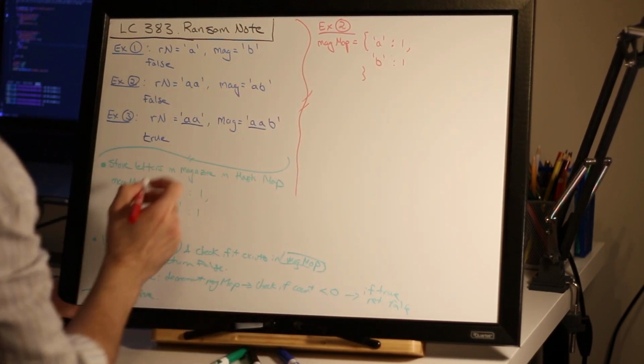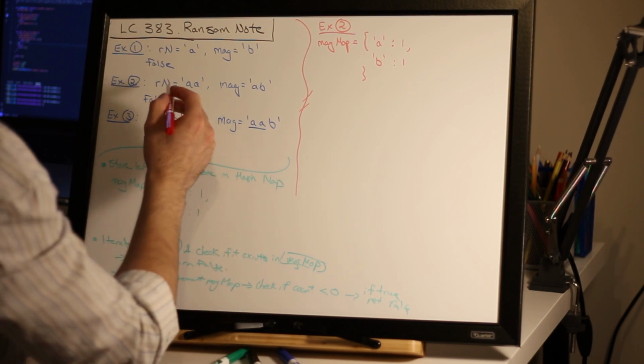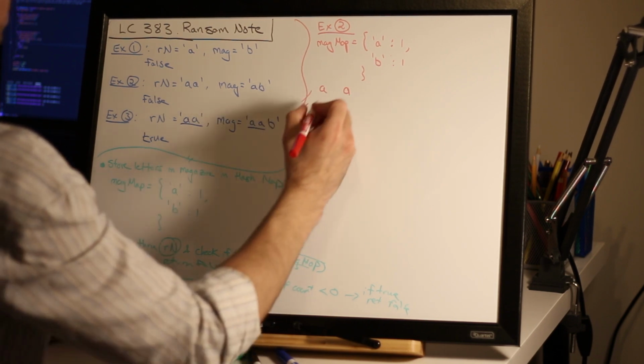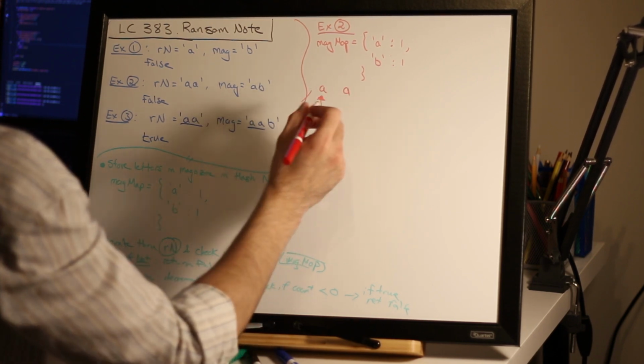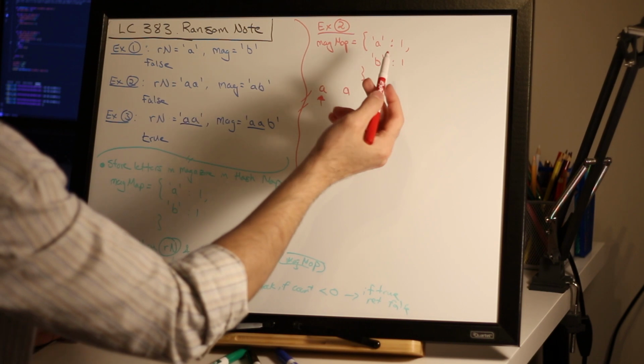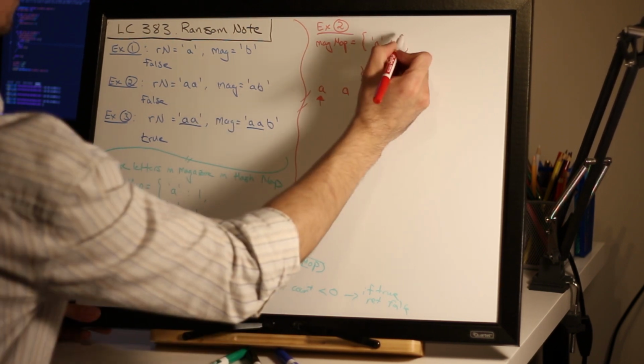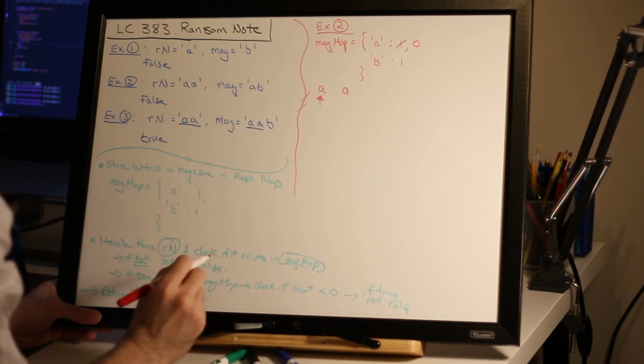Now second step is to iterate through Rn. Rn is AA. I'm just going to write this out like that so we can think. So the first letter we are on is A. We check if A exists in the mag map. It does, right? So if true, now we decrement the mag map. Okay, so let's put that to 0.